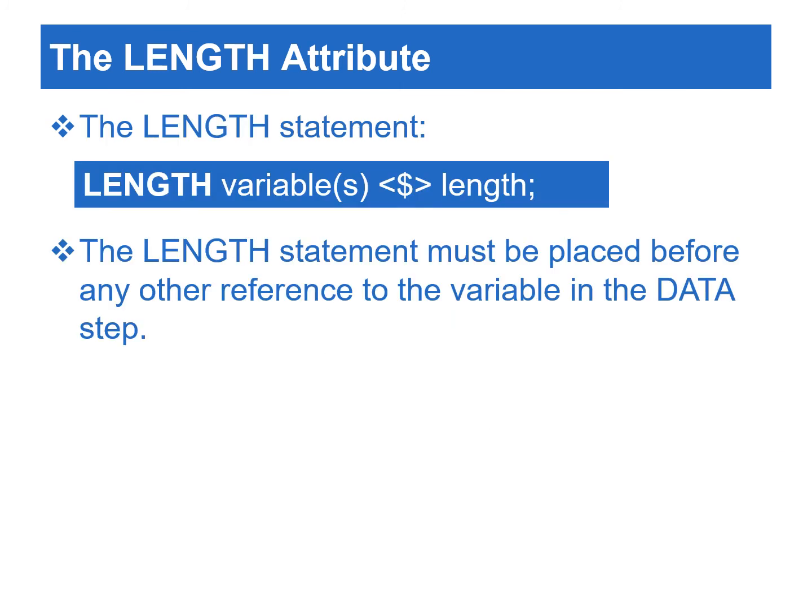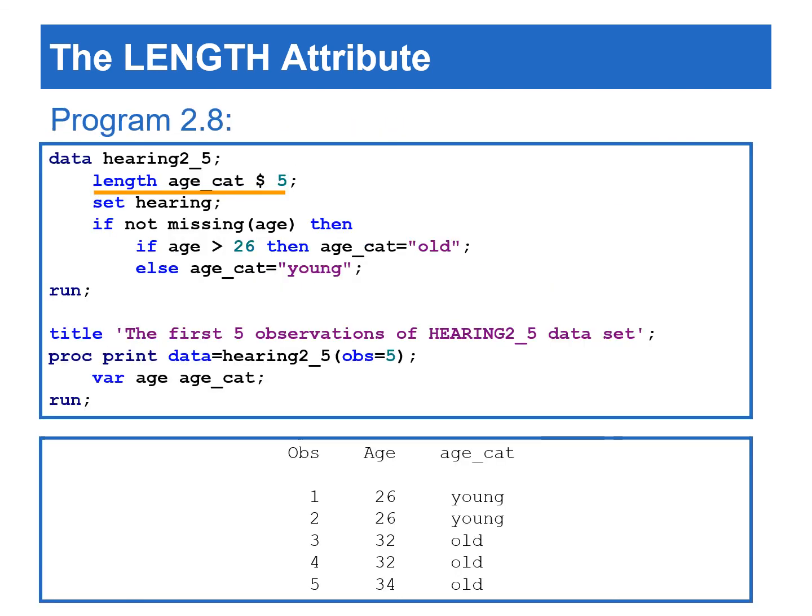To avoid the mistakes caused by truncation, we should use the length statement to define character variables. We can specify 1 or more variables in a length statement. The $ sign in the length statement is used to indicate character variables. In the length statement, length is the number of bytes that are used for storing variable values. The length statement must be placed before any other reference to the variable, otherwise it won't take effect. Program 2.8 correctly creates the ageCat variable by placing the length statement before the if-then statement.